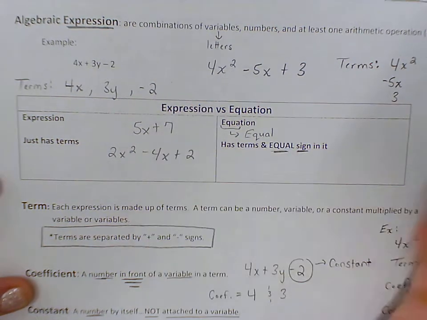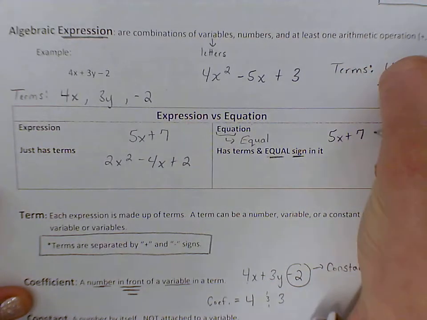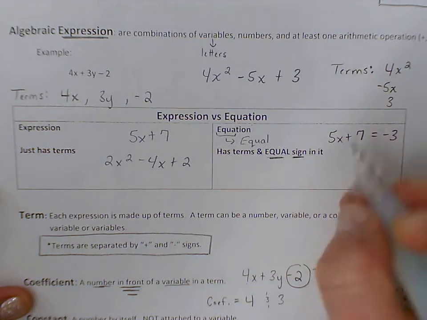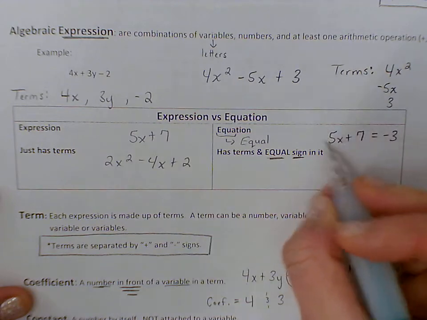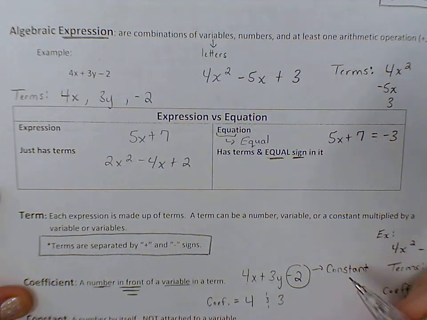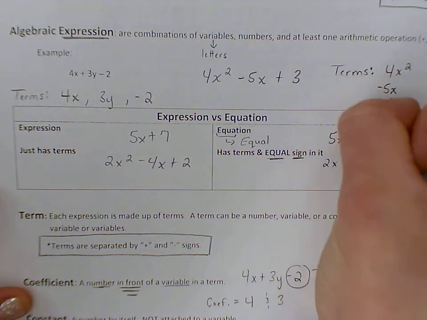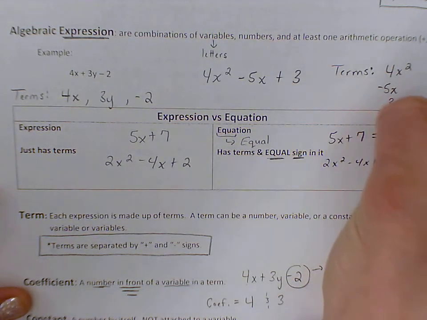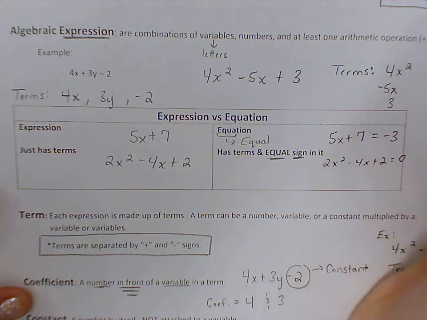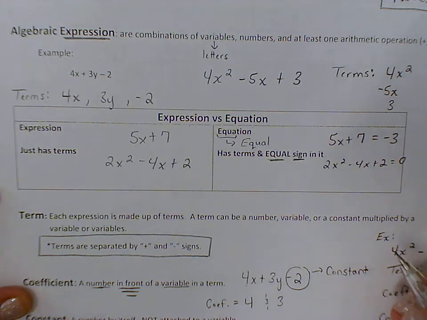So I can actually take this, like if I take the 5x plus 7 and I put equals -3, that you would call an equation, not an expression, because now you have an equal sign in there, okay? Same thing if I, for instance, took that one, 2x squared minus 4x plus 2 equals 0. That is an equation now because you have an equal sign, okay?